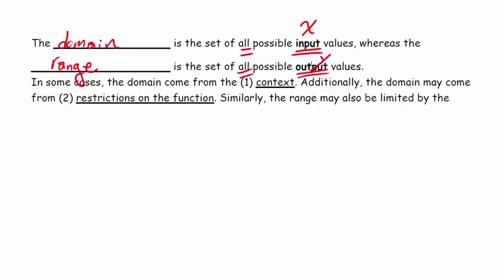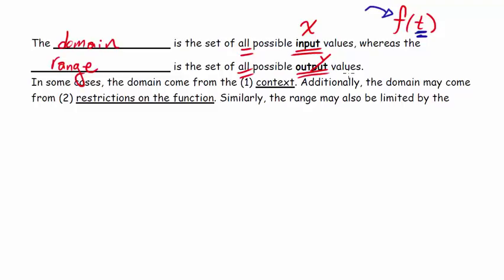Now, we talked about that function notation. So if you have, let's say, f of t here, the domain would be all possible inputs, all possible t's. And then the range would be all possible outputs, all possible f's. So it might not always be x and y. Think input, domain, output, range.